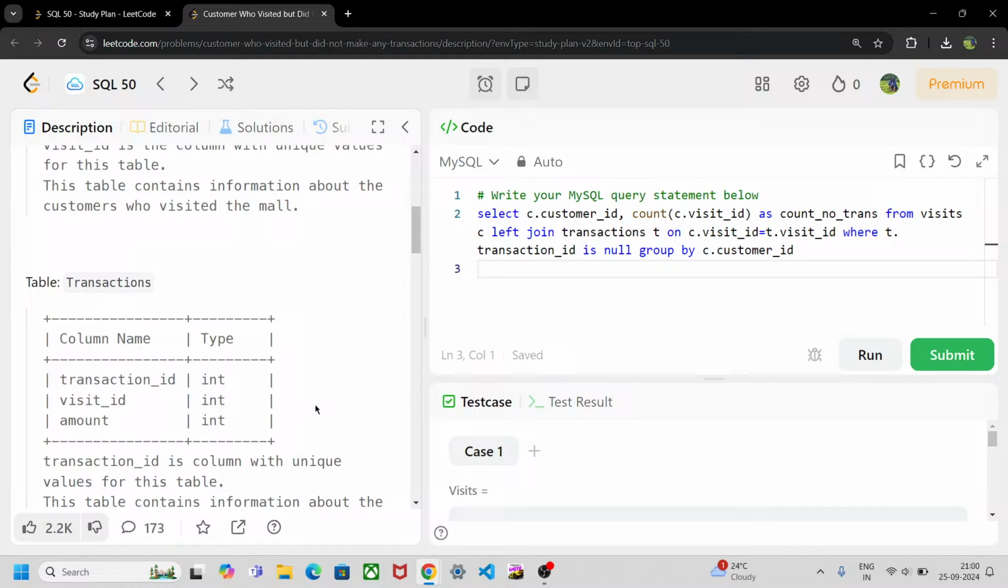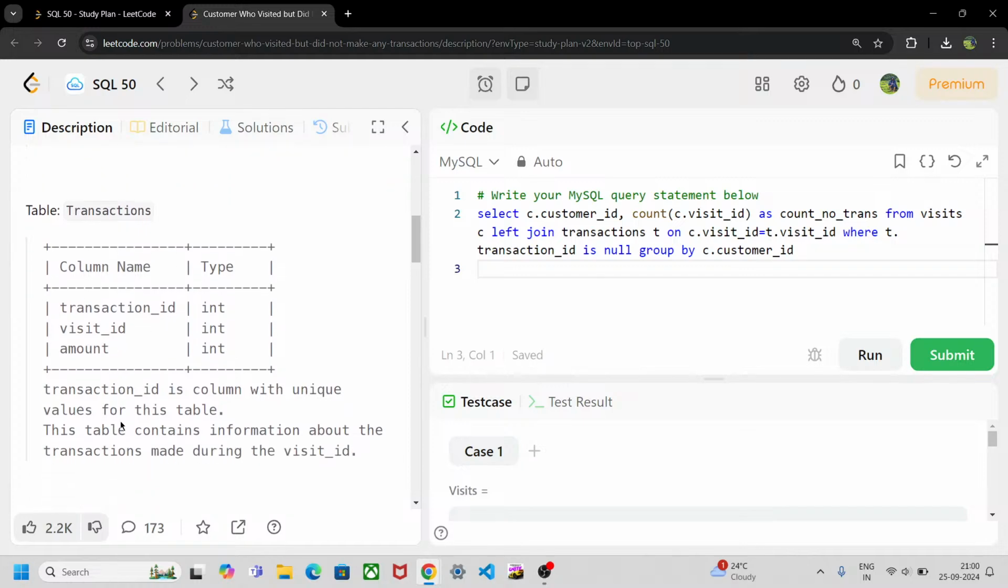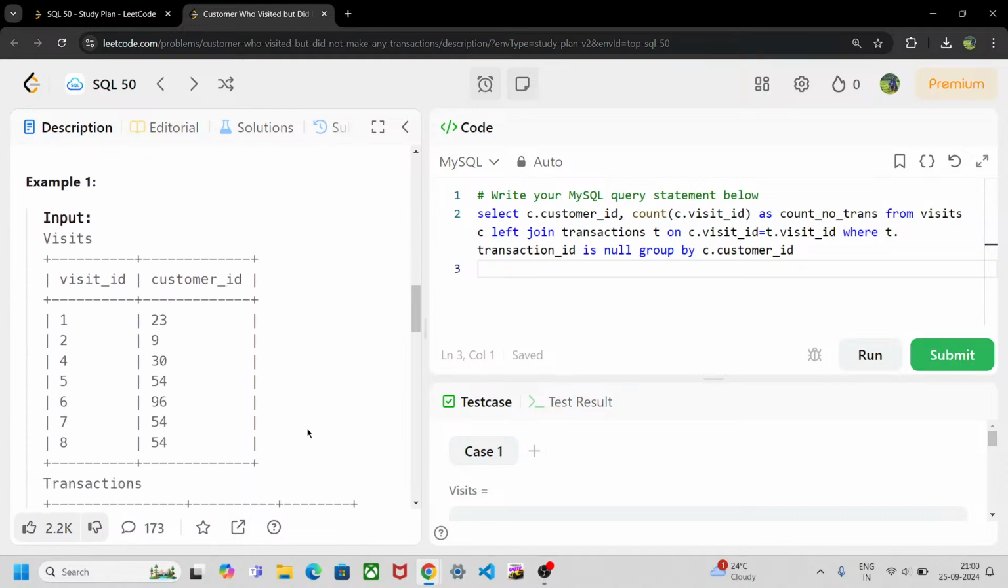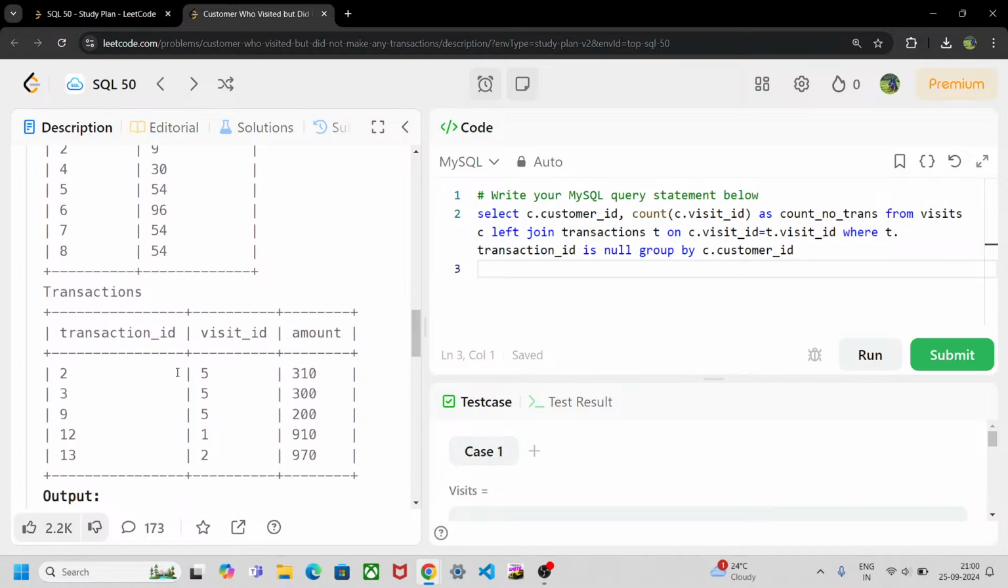Okay, and in transactions we have transaction ID and visit ID and amount. Okay, so transaction ID is the column with unique values for this table, and this table contains information about the transactions made during the visit ID. So the data is in this format. So if you see, we have visit ID 1 2 4 5 6 7 8 and customer ID, then we have transaction ID and visit ID again. Okay, and there is some amount.